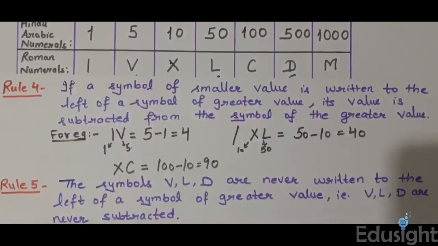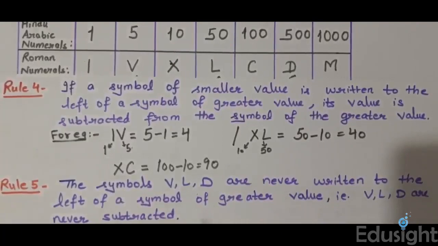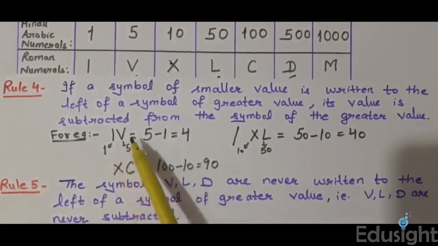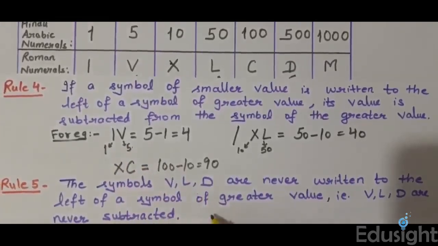Now come to rule number 5. The symbols V, L, D are never written to the left of a symbol of greater value. What does it say? Remember rule number 4. When a symbol is written on the left of the greater symbol, then they will be subtracted, right? It means V, L, D are never subtracted. They can never be written on the left of the greater symbol. This is not possible. It is a meaningless Roman numeral.